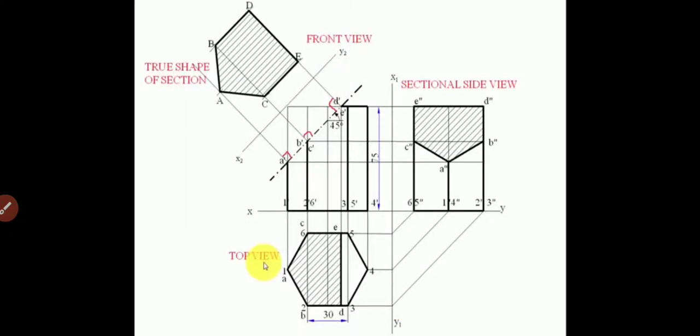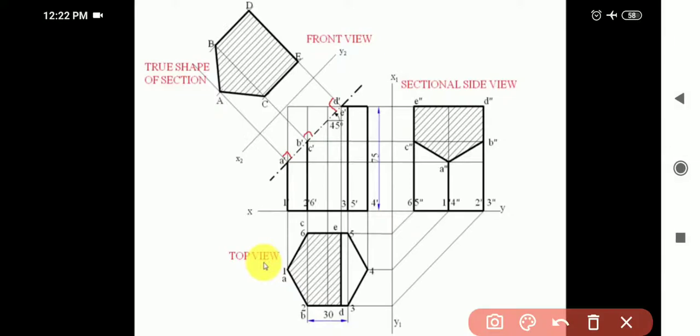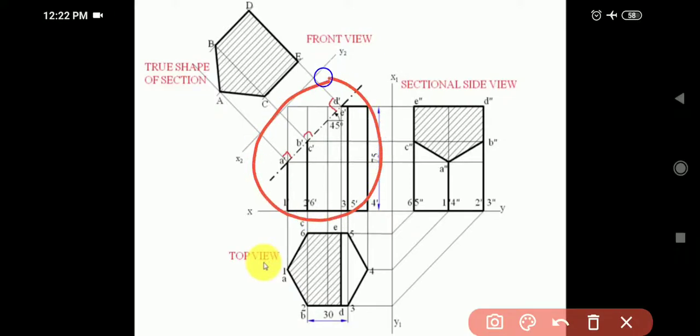So here you can see, this is the front view diagram, and this one is the sectional side view, and this one is the top view, and finally this is the true shape of that sectional plane. So overall these are the views of the given hexagonal prism.